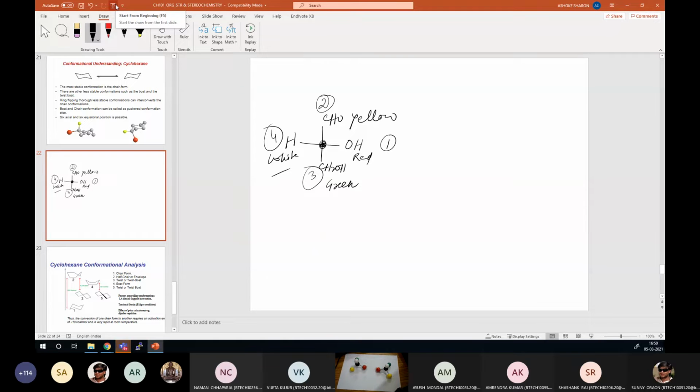Now you have a mirror image. So now tell me, what about this molecule? Is this R or S? Any confusion? This is S. This is R. Both are mirror images of each other.